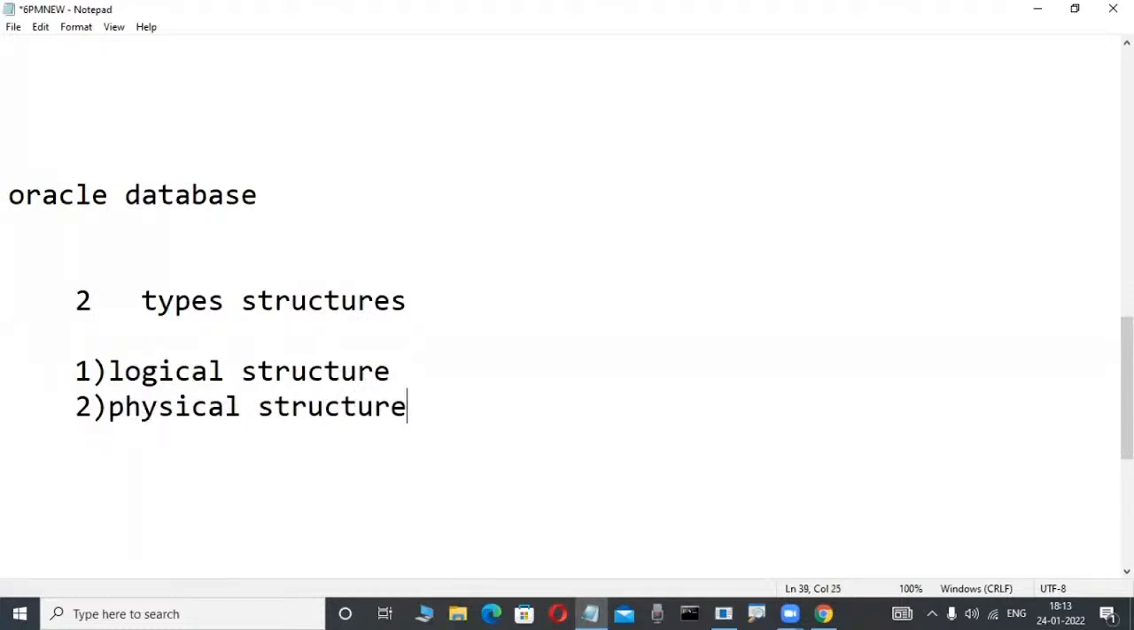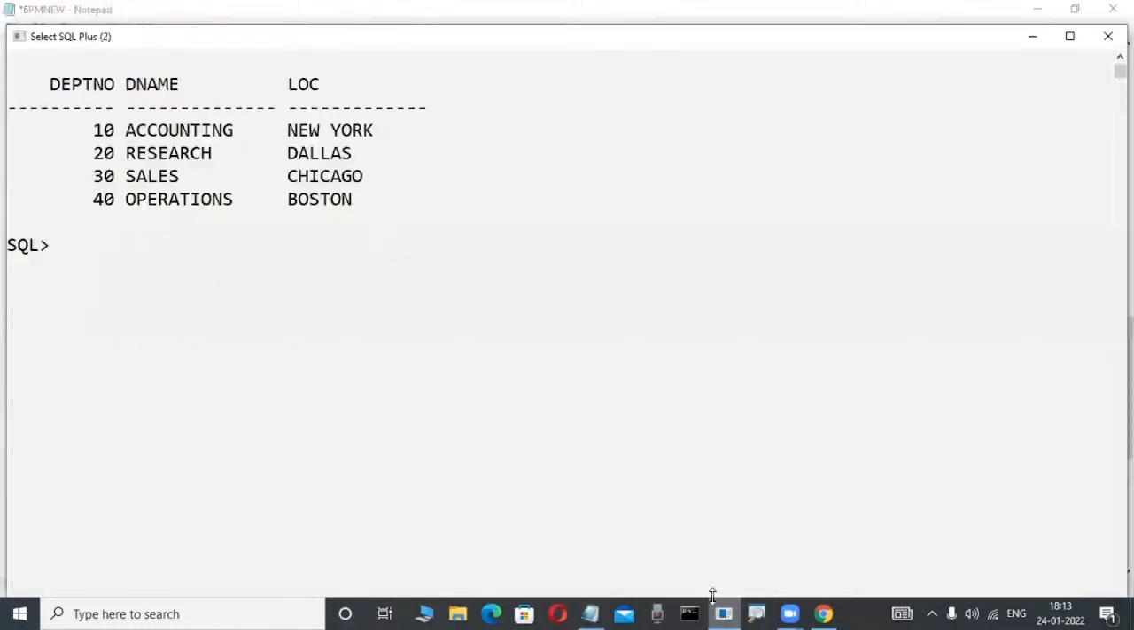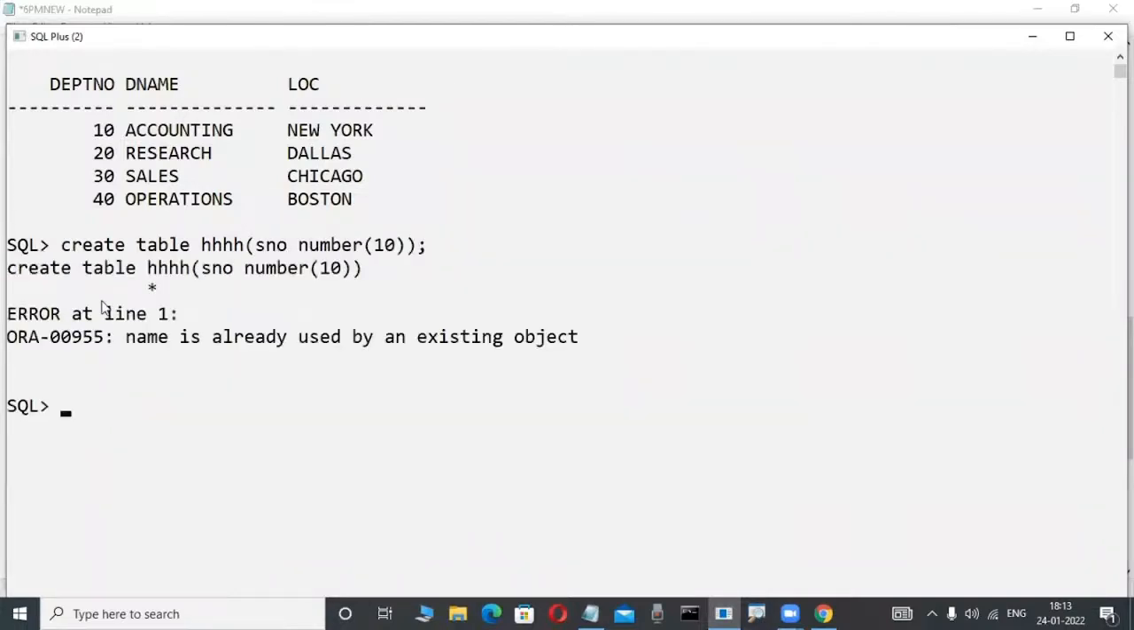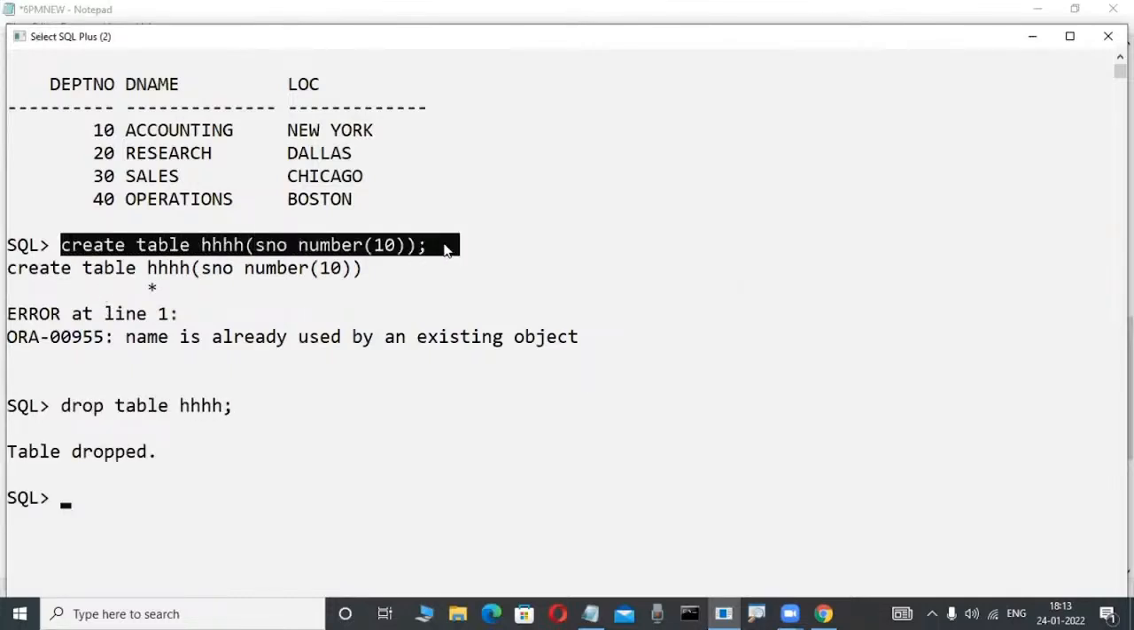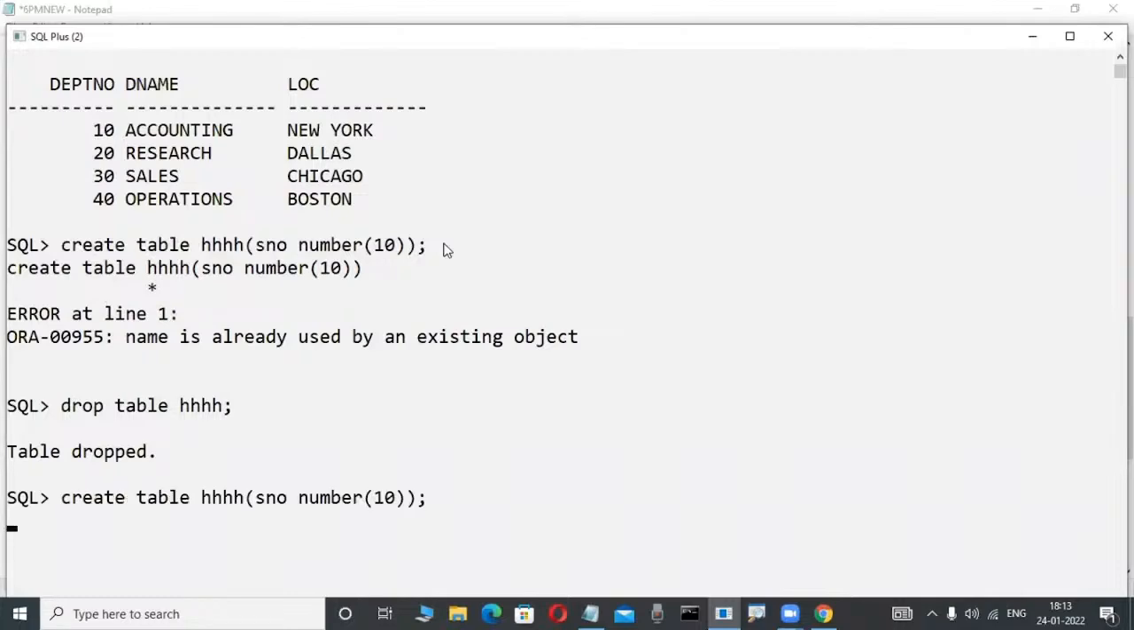Physical structure, I'm telling. What does logical structure mean? Suppose you are creating a table or anything in your database, for example. Any table I'm creating like this. Observe here, these tables are already there. Now suppose I'm creating this table in my database.